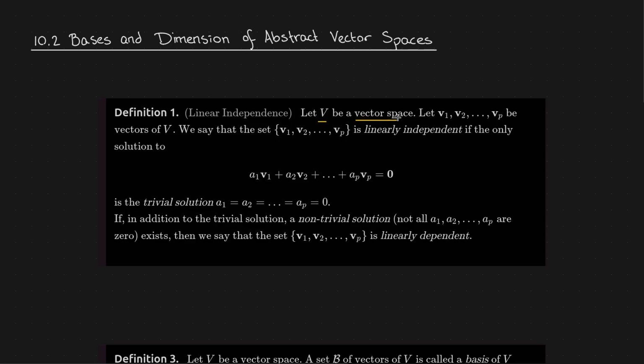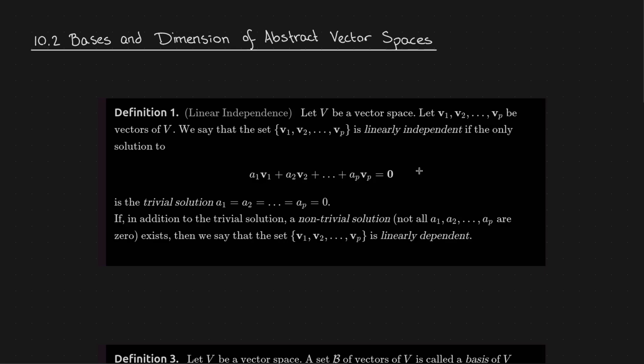So we're going to assume V is a vector space. We're going to take a set of vectors from V. We say that this set of vectors from V is linearly independent if and only if the only solution to this linear combination equation, the only set of coefficients that solve this homogeneous linear combination equation, is the trivial solution where all the coefficients are 0. So that's when we say that the vectors are linearly independent.